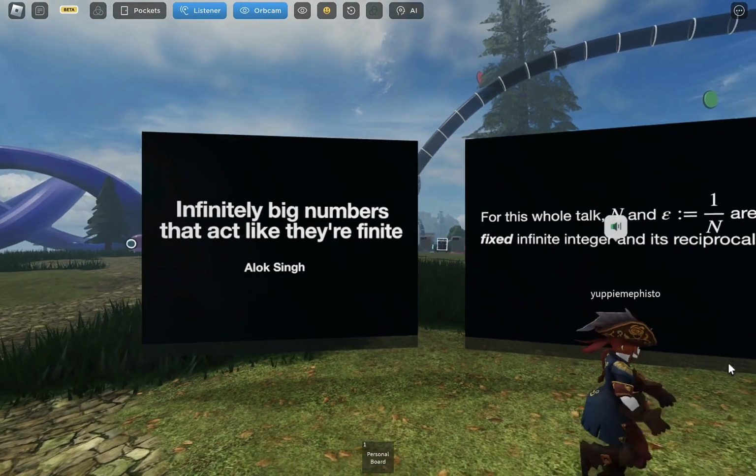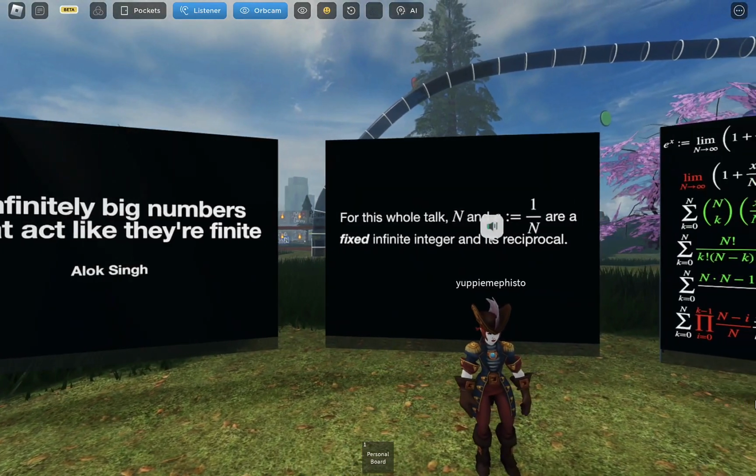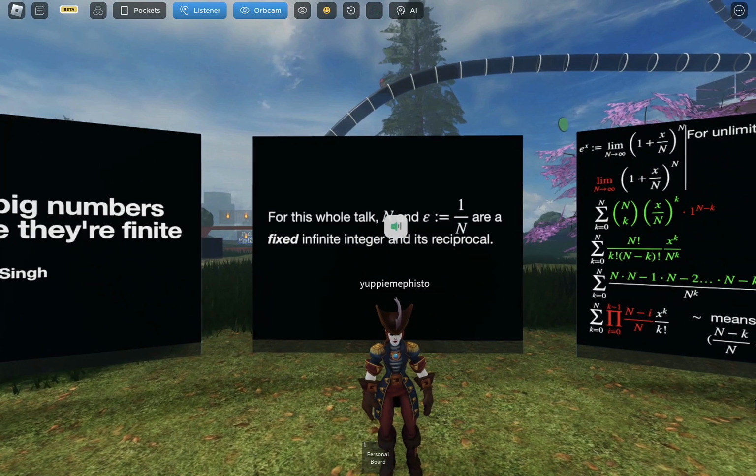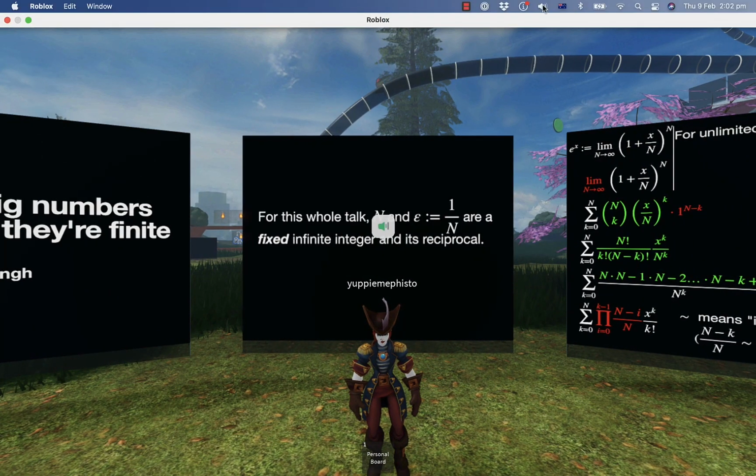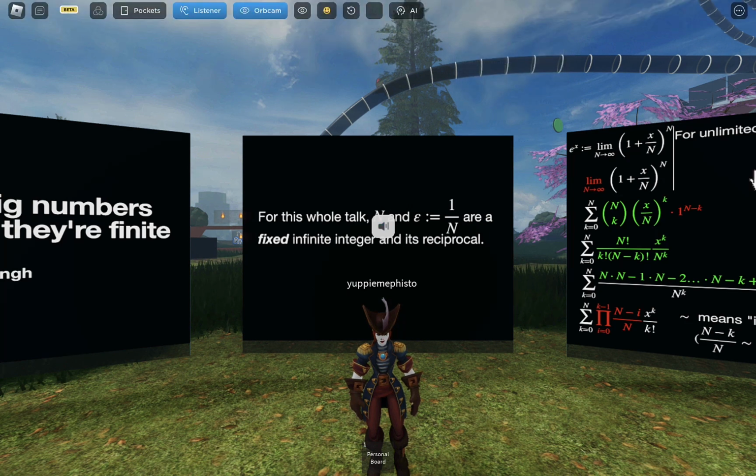And for this entire talk, big N and epsilon, which is 1 over n, are going to represent the same number for every slide, specifically some infinitely large integer, and I'll explain what infinitely large means, but for now, really just think of it like any other number. It's bigger than 1, it's bigger than 2, it's bigger than 3, and all the normal numbers. And then epsilon is smaller than 1, it's smaller than a half, a third, aka infinitesimal.